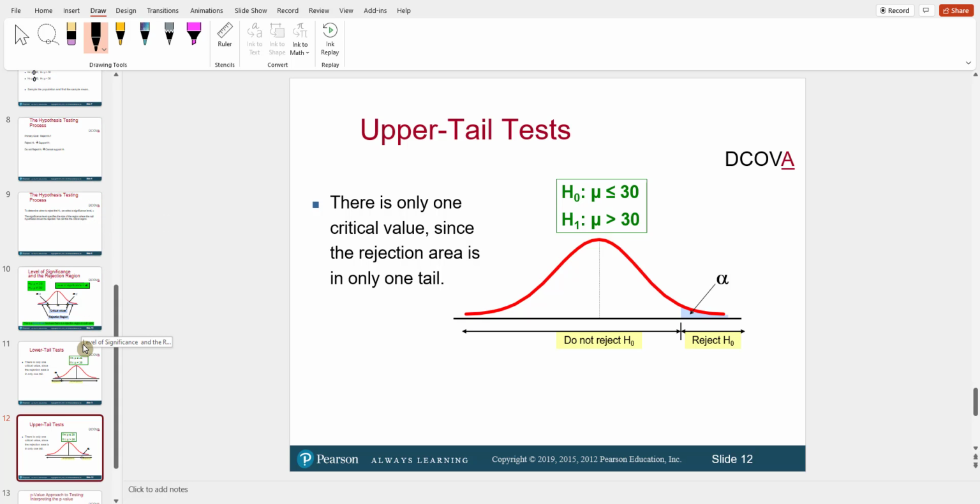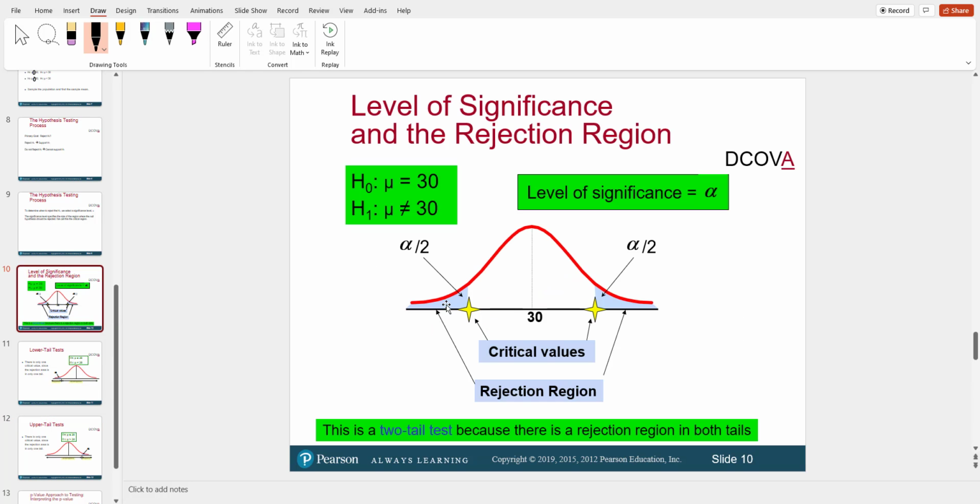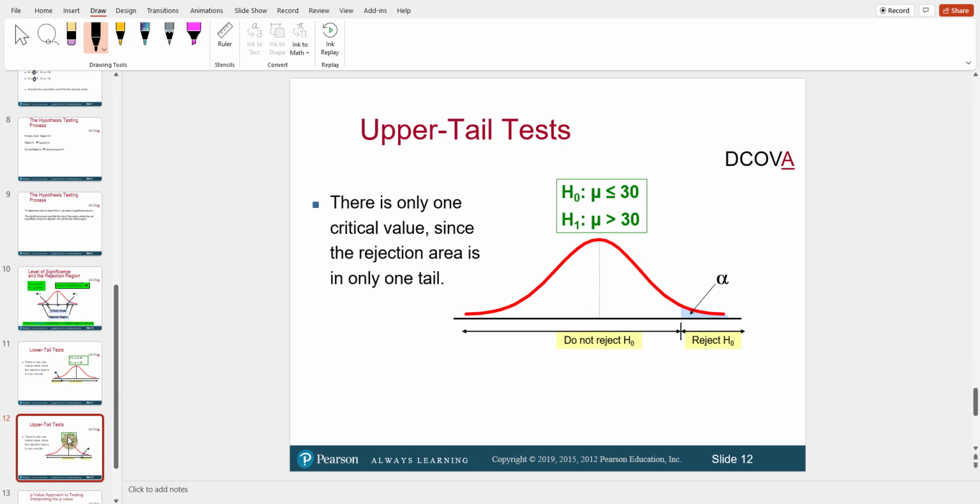Once you get your sample information, you will go ahead and calculate a test statistic. And depending on the test, if your test statistic falls within the rejection region, then you would reject the null hypothesis. And then that means you have enough evidence to support the alternative hypothesis. Your test statistic may fall in the do not reject region, and if that's the case, you would not have enough information to support the alternative hypothesis.